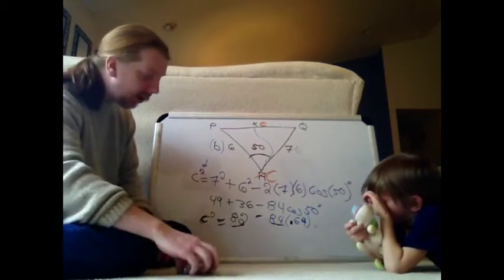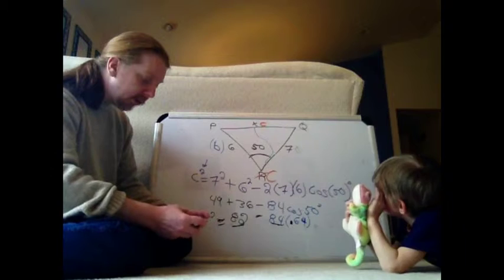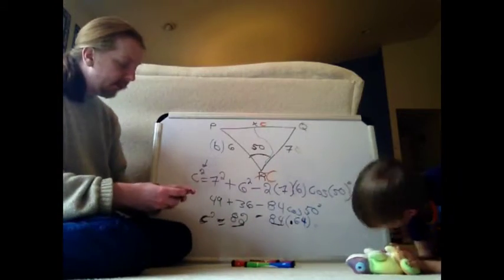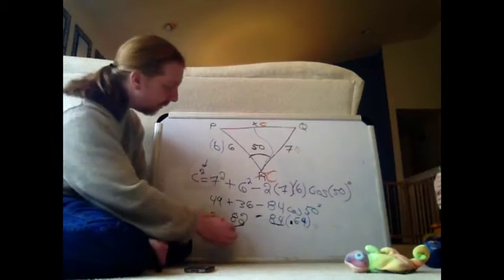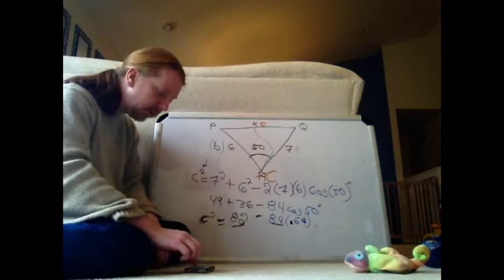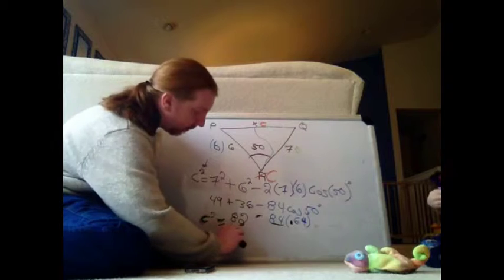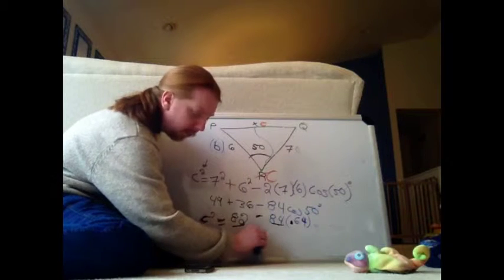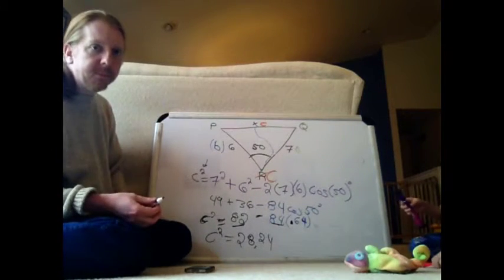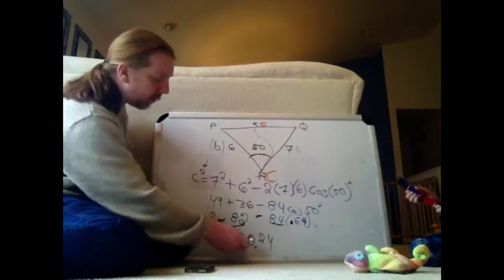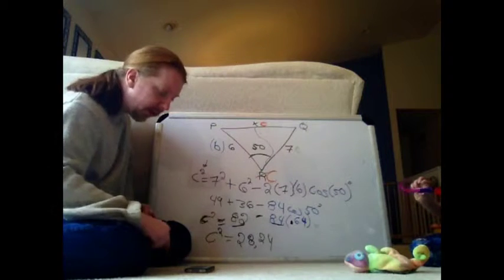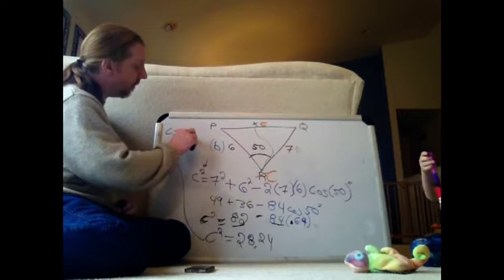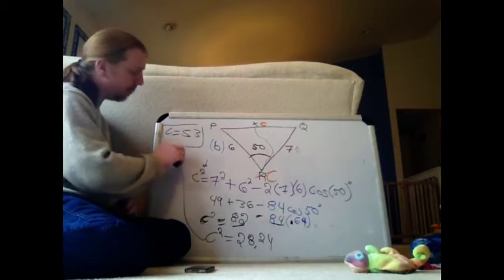So, let's finish this all up. I take my 84 times 0.64. I put them over here to keep them away from Kaylee. That gives me 53. Take that away from 82. This whole thing becomes, so c squared is equal to 28.24. And I'm not quite done yet. If c squared is 28.24, I've got to take the square root of that, and I get c is equal to 5.3. That will be my final answer.